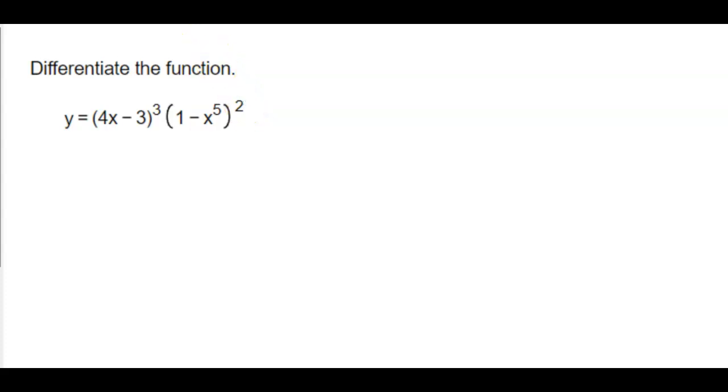Here we need to take the derivative of this function. We'll use the product rule and the chain rule. We'll use the product rule because we've got two factors, and each of those factors are binomial factors, one of which is cubed, the other is squared. So that's why we need the chain rule as well. So we'll start with the product rule.